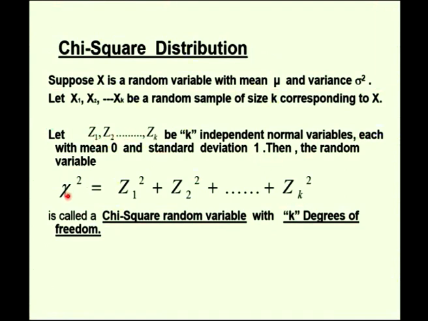Then the random variable chi square is equal to z1 square plus z2 square plus etc. zk square, and is called a chi square random variable with k degrees of freedom. This is according to the random sample size. Here, each zi is written as xi minus mu divided by sigma. This is the usual conversion of xi values to standard normal distribution.